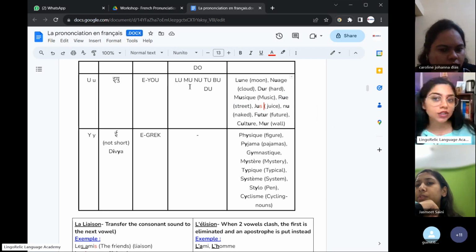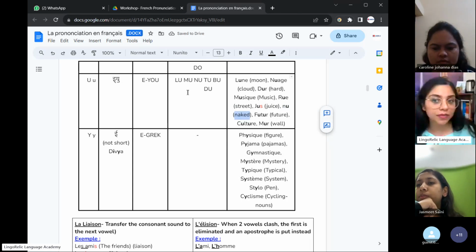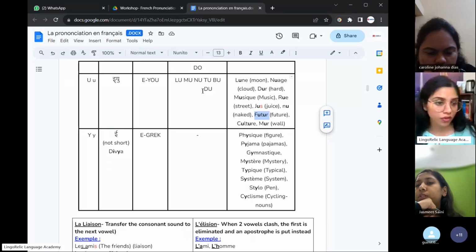This is rue. The S is not sounded. Rue, which is juice. Next is nu. Nu means naked. Future, future, future.